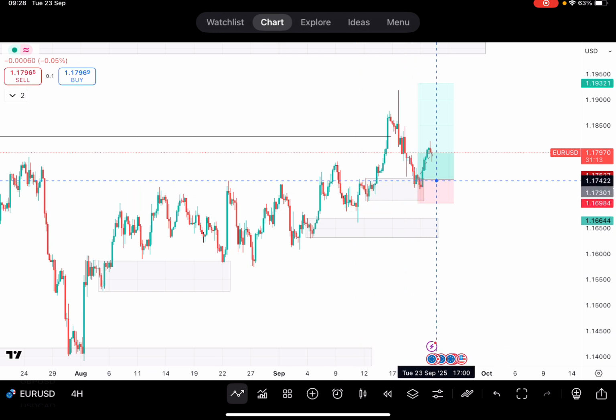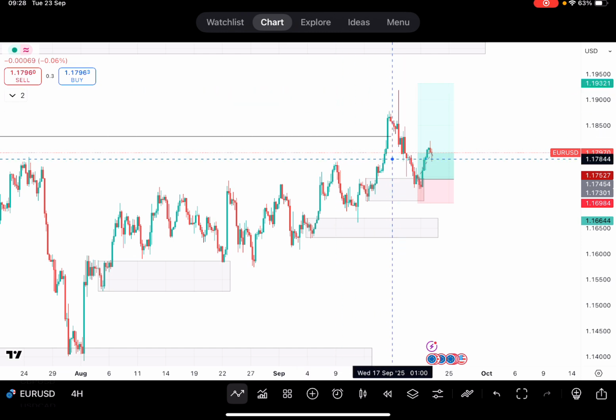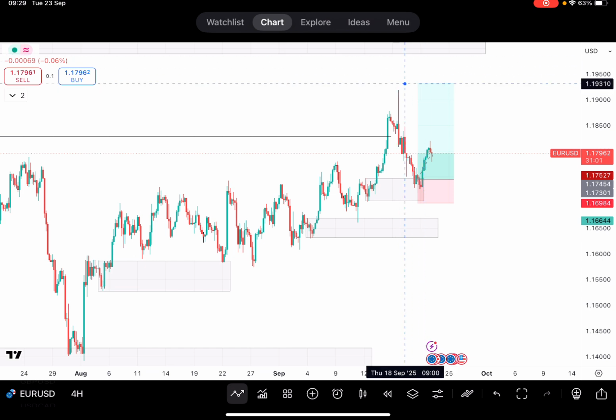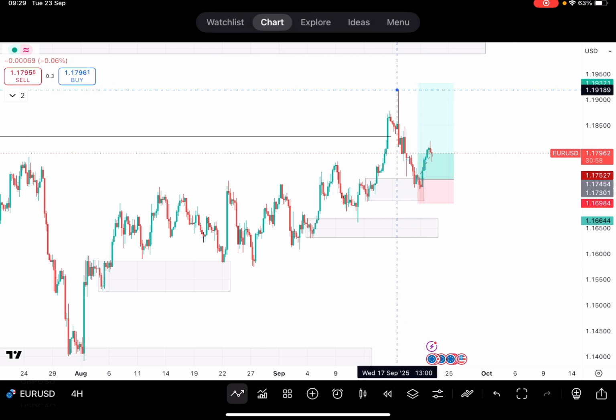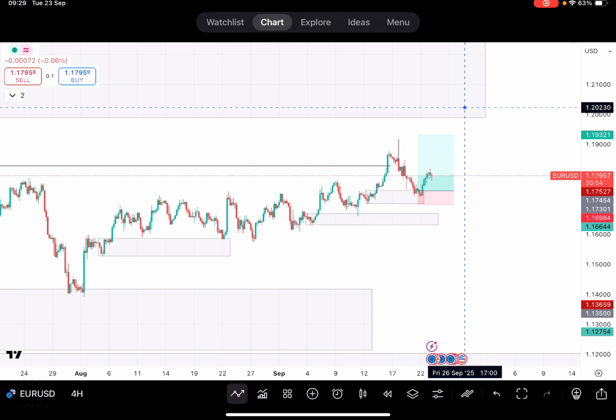So I got my entry here. The next structure, break of structure. We have this break of structure here, retracement. So it's as simple as that. This is my TP level, break of structure, and this is the overall TP for the bullish movement.